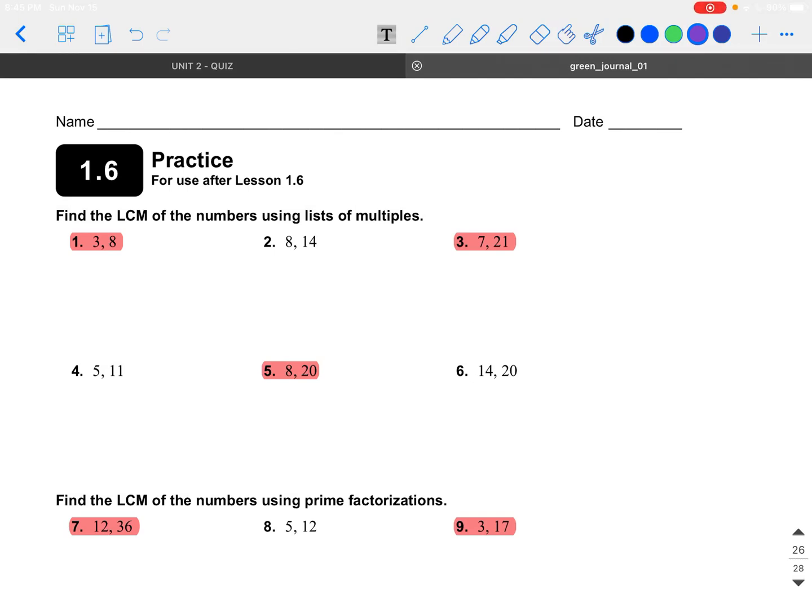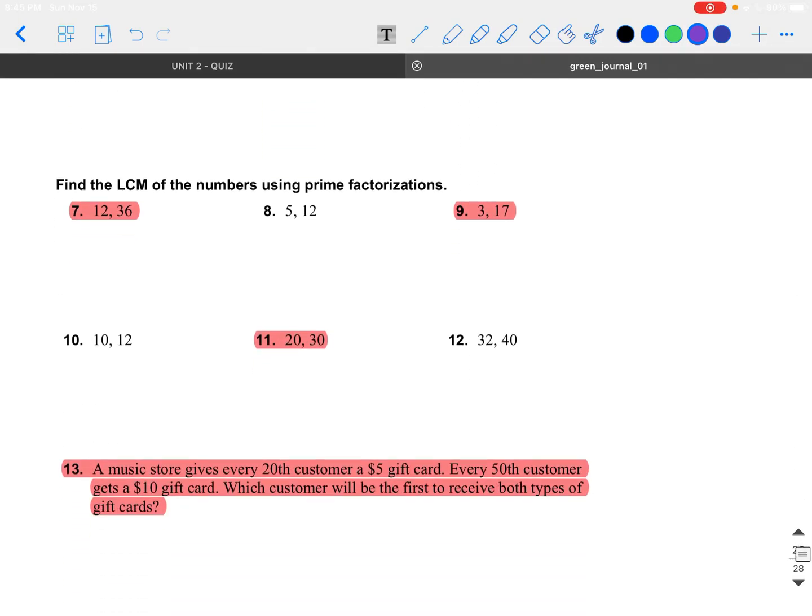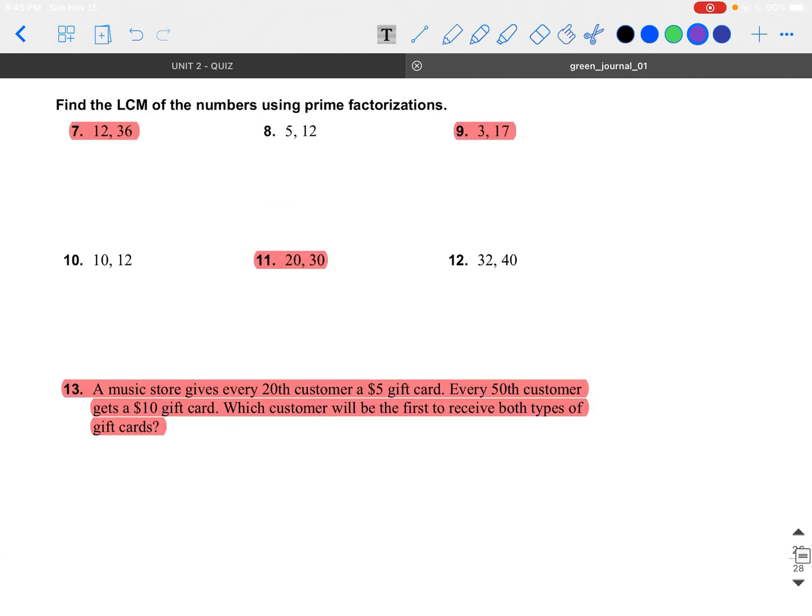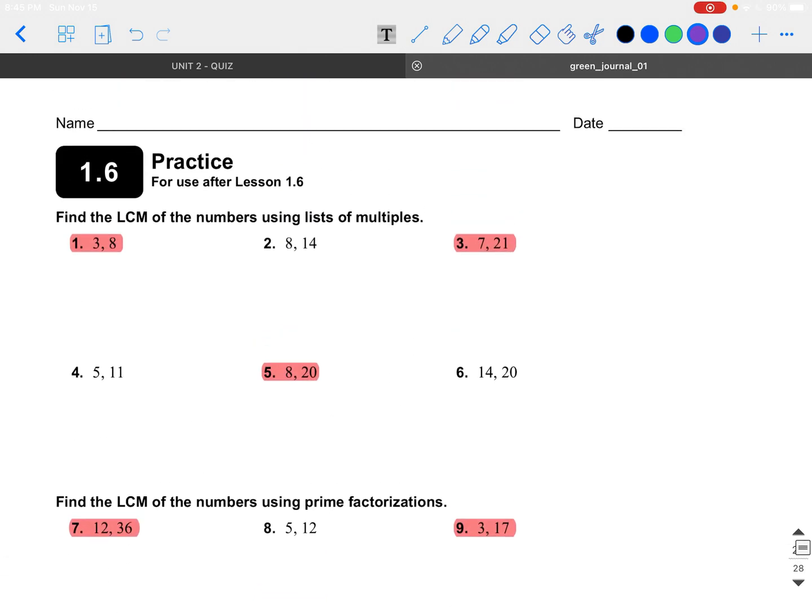All right, guys, today's practice will be page 1.6 from your recording practice journal, which is on page 26. Just like earlier in the week, you guys are going to be doing odds only. And once again, I have a tweak to the instructions.